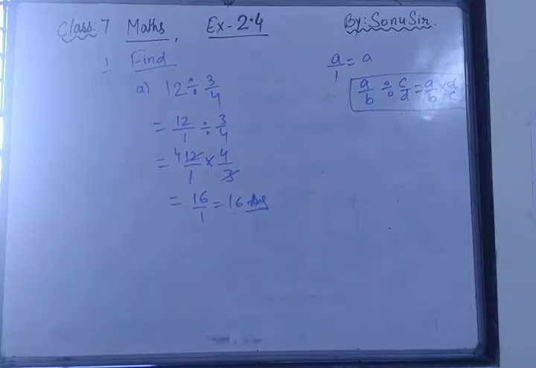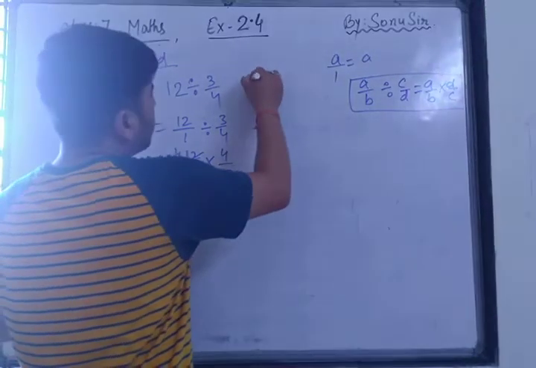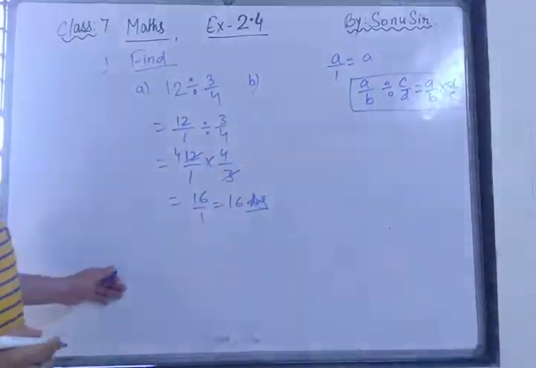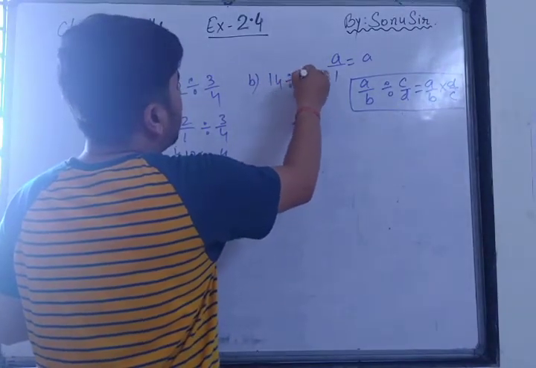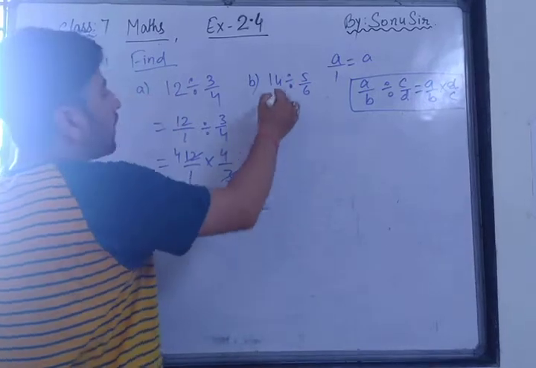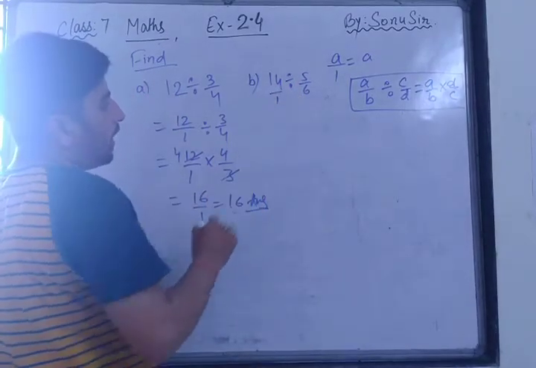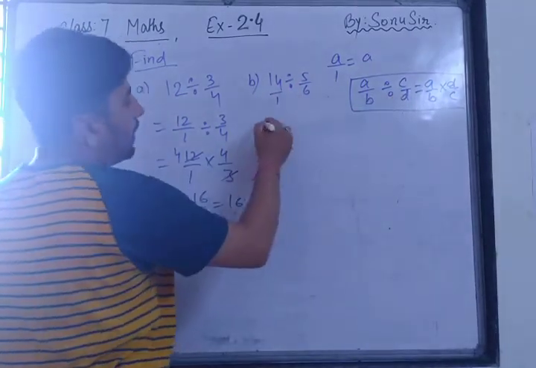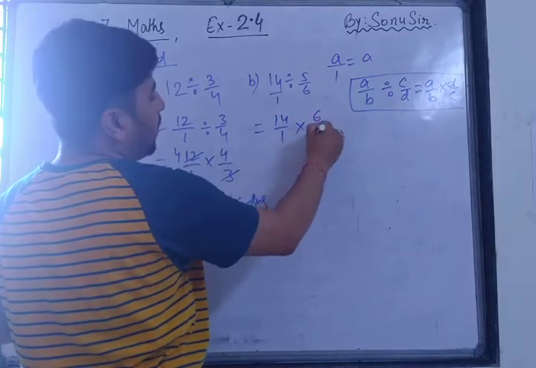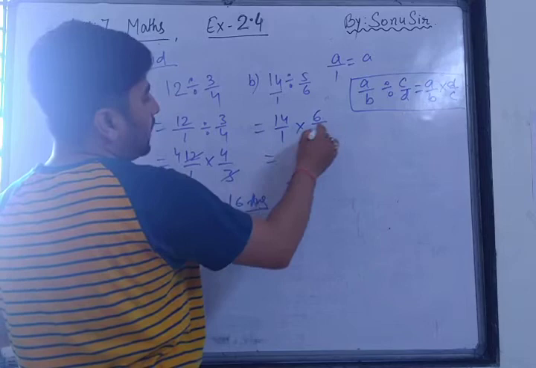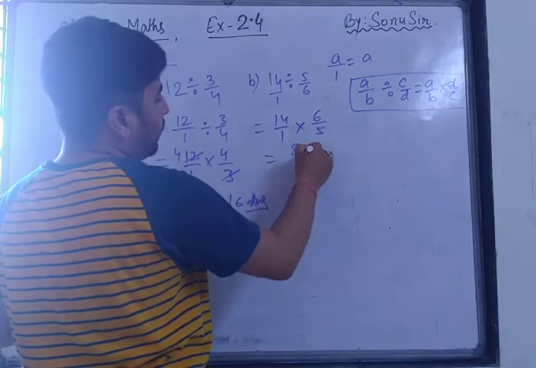Now we are moving towards question number 2, means B. The B question is 14 divided by 5 by 6. 14 divided by 5 by 6. As already told you, here there is nothing, means 14 by 1. Right? A by B divided by C by D. So what will be that? A by B into D by C. 14 6s are 84. 84 by 5.